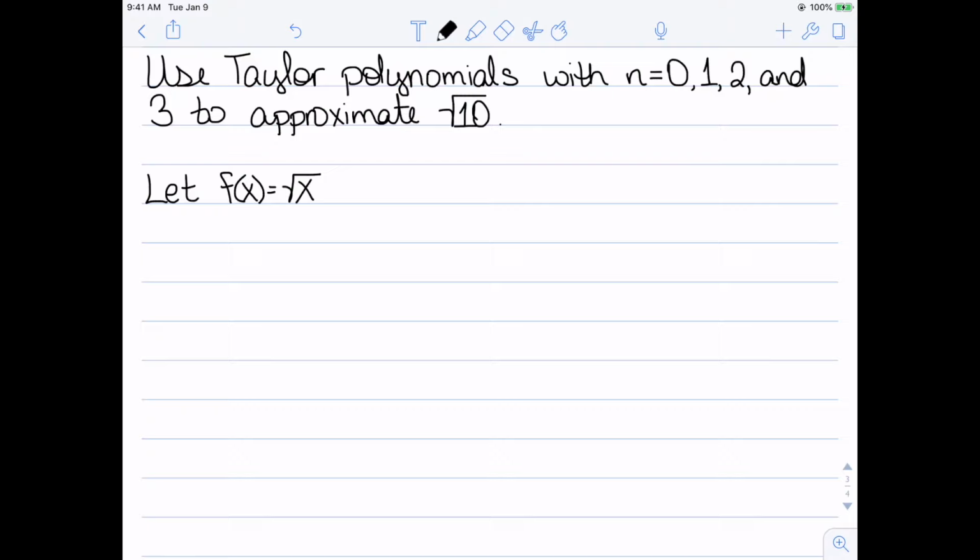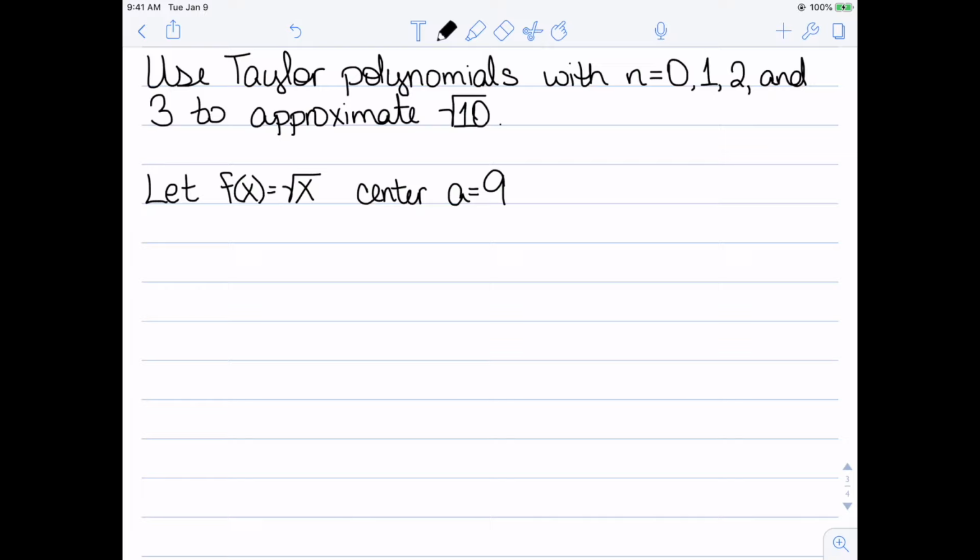I now need to choose my center. So far I've been using my center as 0, but I'm actually not going to do that here. Since I want to approximate 10, I want to use a center that's very near to 10, but that I can easily evaluate f of. So I'm going to let my center be equal to 9. This is because 9 is really close to 10, and I know the square root of 9.